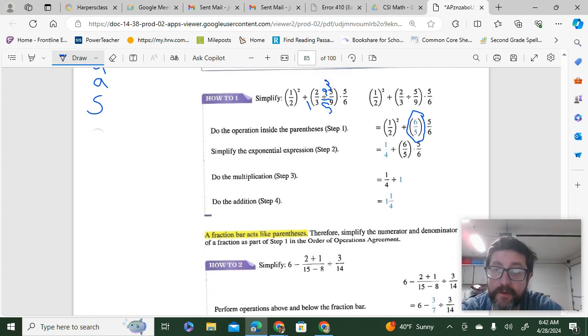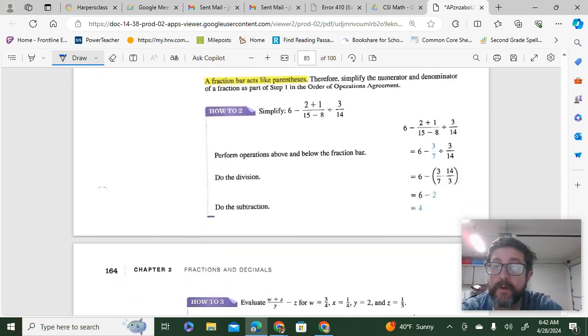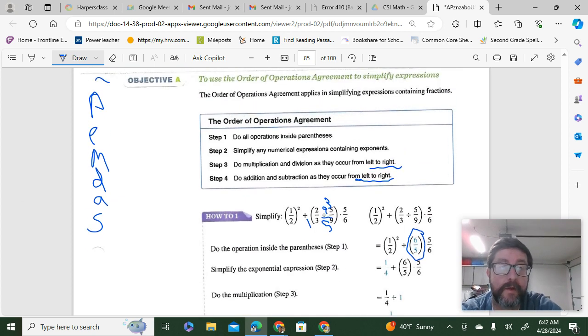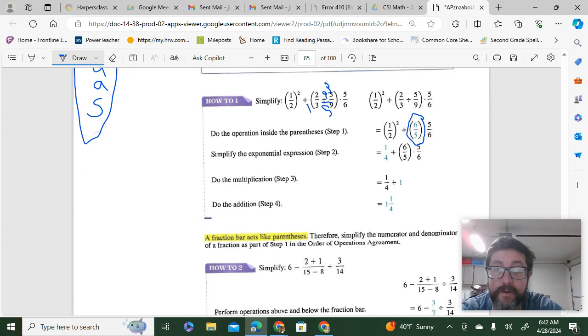Pause it and do it. That's how you figure this stuff out. And I would copy this down in your notes. Please Excuse My Dear Aunt Sally. That's how you remember it in order: parentheses, exponents, multiply, divide, add, subtract.